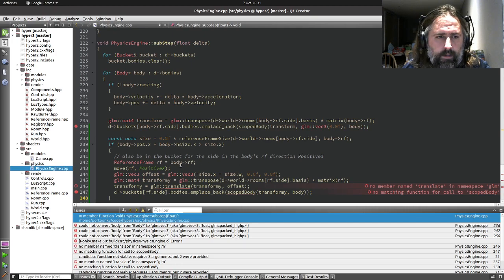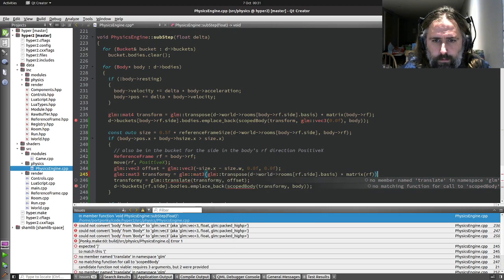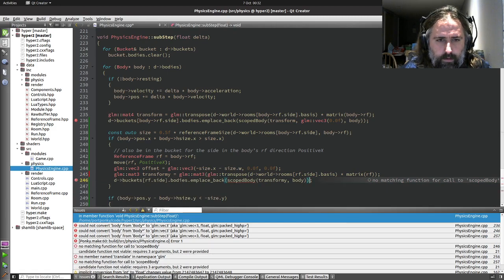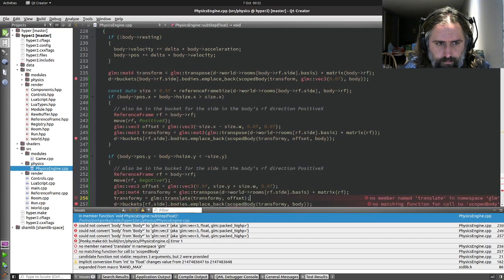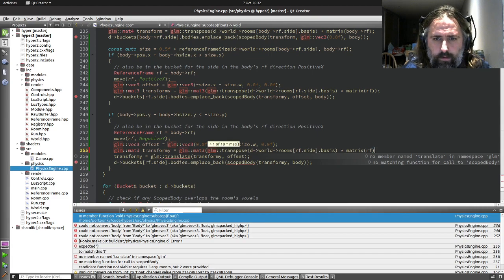Okay, so let's just look at this bucket code. Okay, take a reference frame, move the reference frame, calculate the offset, make a transformy matrix. I'm going to make from a mat4. Don't translate anything. And just give the offset in there. Similarly, in here, we're going to do the exact same thing, because this piece of code is a copy paste of that piece of code.